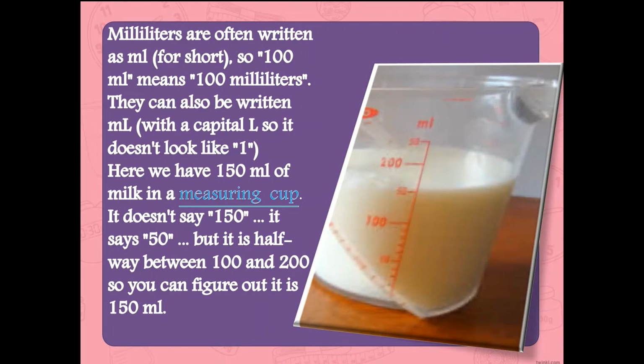Milliliters are often written as ml, so 100 ml means 100 milliliters. They can also be written mL with a capital L, so it doesn't look like 1. Here we have 150 ml of milk in a measuring cup. It doesn't say 150. It says 50, but it is halfway between 100 and 200. So we can figure out it's 150 ml.